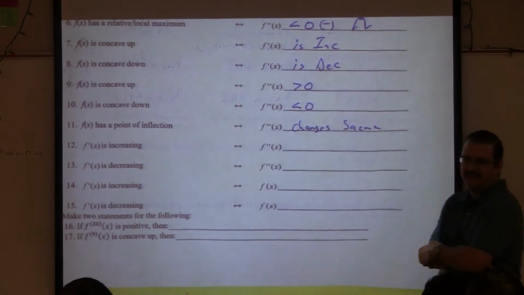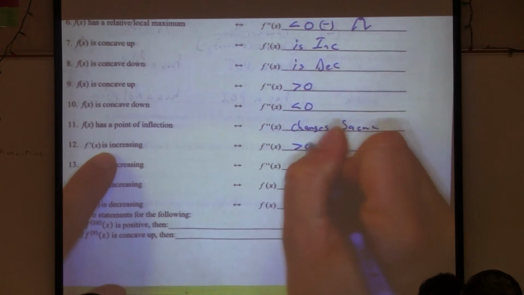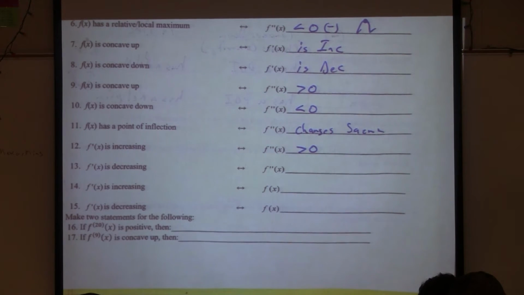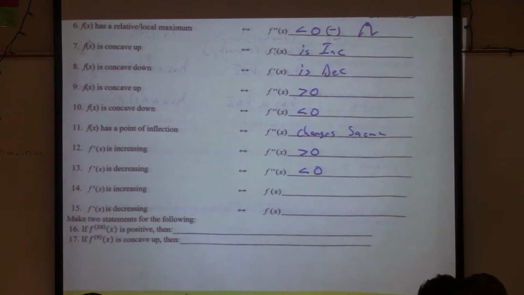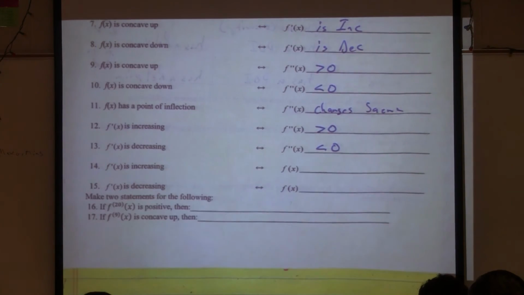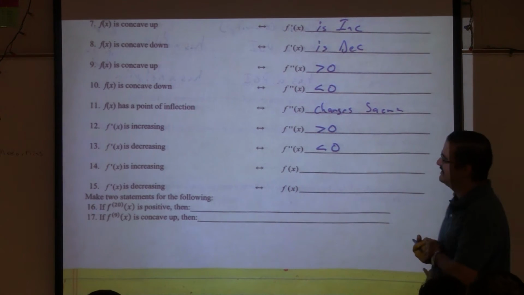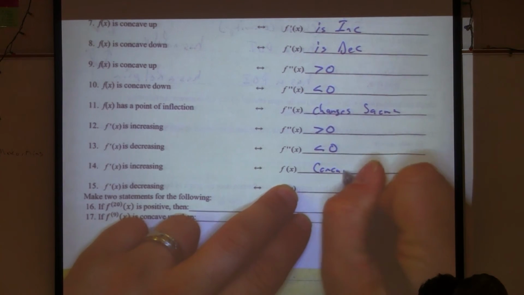Good. Alright, so now let's say the first derivative is increasing, that means the second derivative has to be positive. If the first derivative is decreasing, then the second derivative is negative, because it's one derivative more, right? So this one's fun. If f prime of x is increasing, then the original function is concave up.